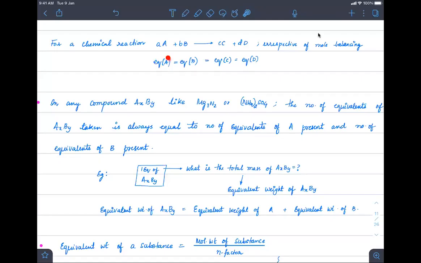The number of equivalents of A will be equal to the number of equivalents of B, C and D. This is for a chemical reaction. Okay.